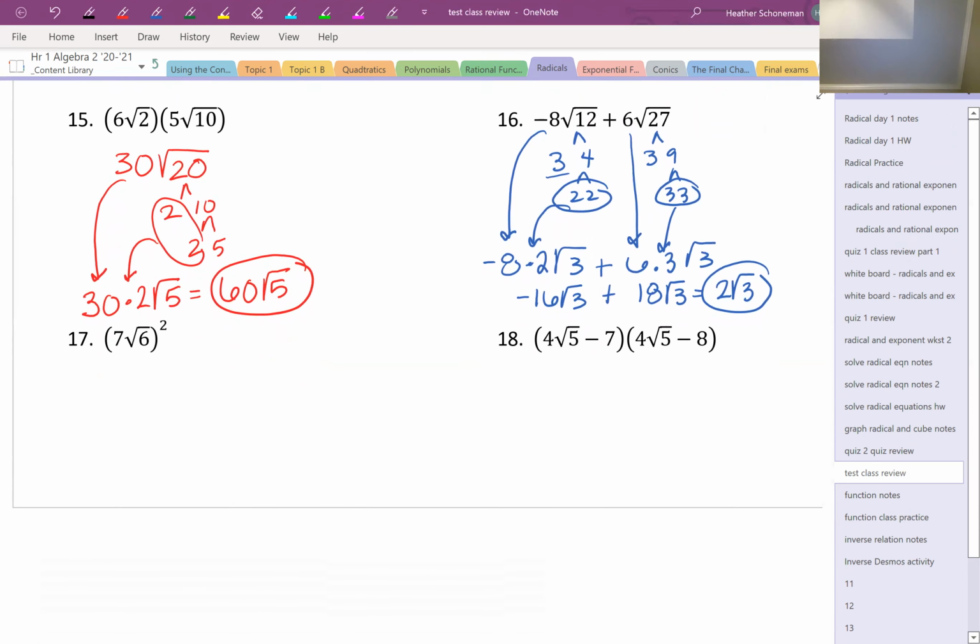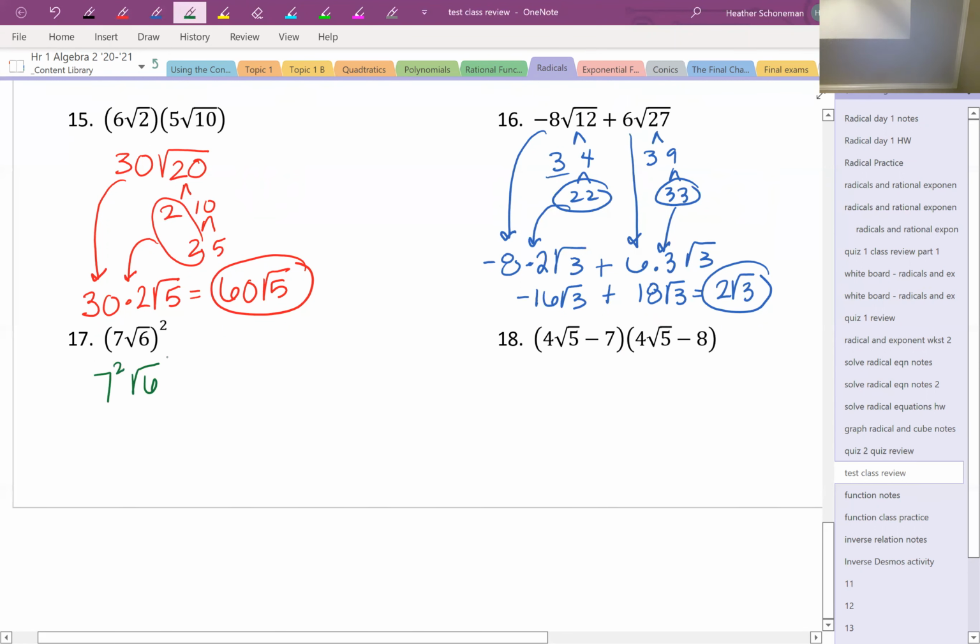Almost done. On 17, we're squaring the radical. And when you square the radical, we can just square each term. So 7 squared is 49. And we don't add, we multiply. And the square root of 6 squared, the radical cancels and we get 6. And then, grab my calculator, we have 49 times 6, which gives us 294 for our answer.